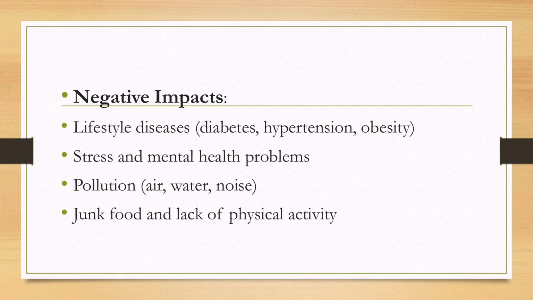Third one is pollution. So, modern industrialization and urbanization have increased environmental pollution. For example, people living in highly polluted cities may suffer from breathing difficulty and also from lung diseases. Fourth one is junk food and lack of physical activity. So, modern lifestyle has increased dependence on fast foods and reduced physical movements.